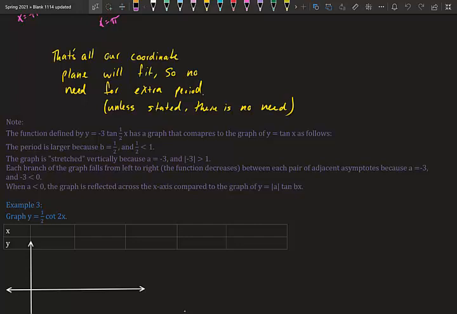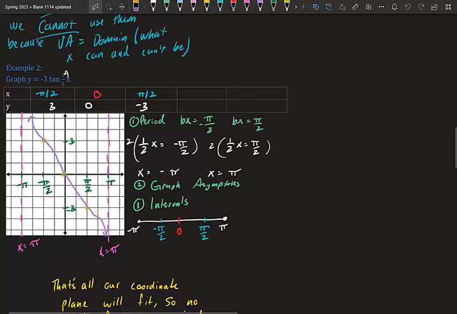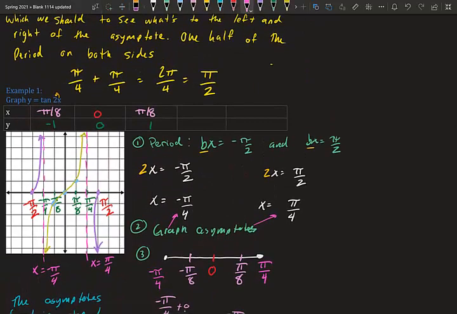Each branch of the graph falls from left to right because the function decreases between each pair of adjacent asymptotes because a equals -3 and -3 is less than 0. When a is less than 0, the graph is reflected across the x-axis compared to the regular tan function. So do you notice it went backwards this time? It went down this time, so it was coming from the up and then it went down, and it only did that because of the negative in the front. In example 1, it's a positive in the front, so you see how it goes from down to up? That's all that was saying.